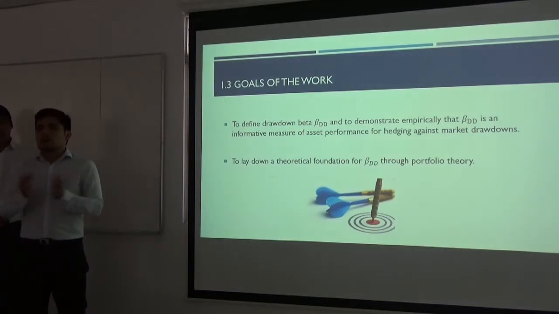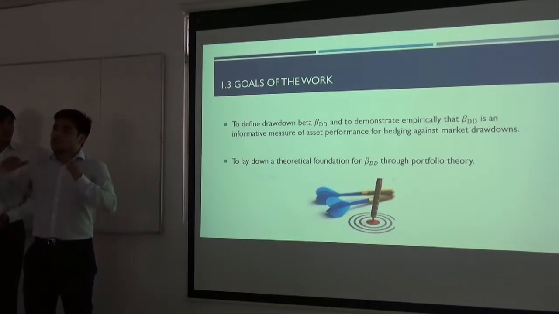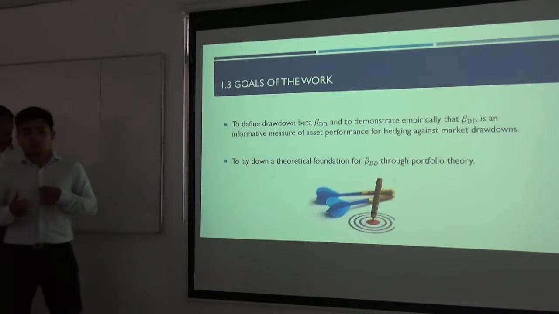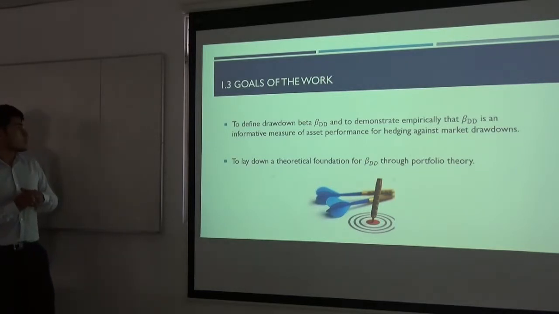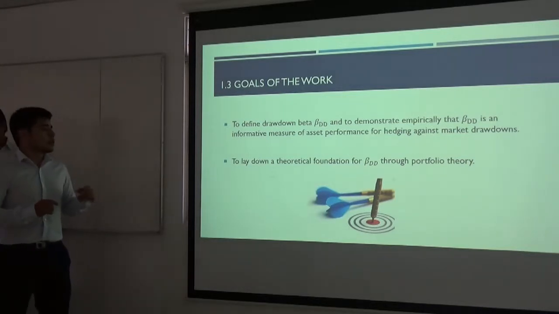For example, if you have a market that's going down, you want to know what's going to happen with your asset. The second goal is to lay down a theoretical foundation for the drawdown beta through portfolio theory.